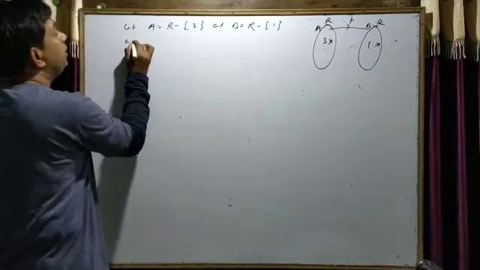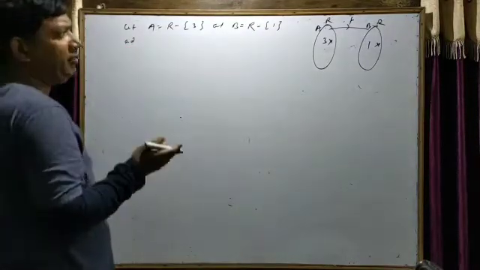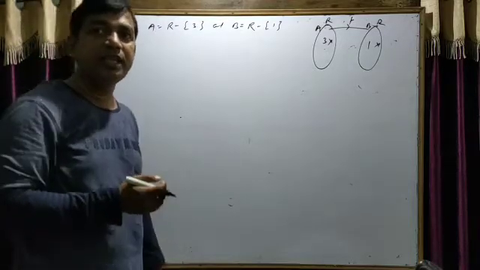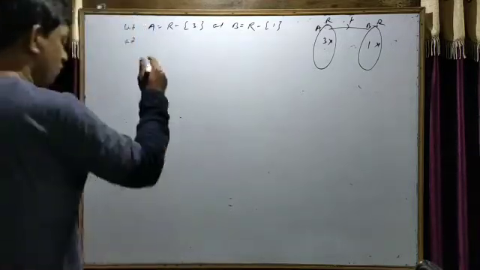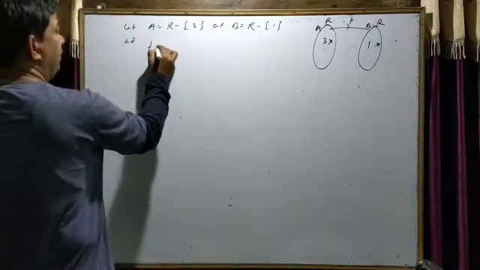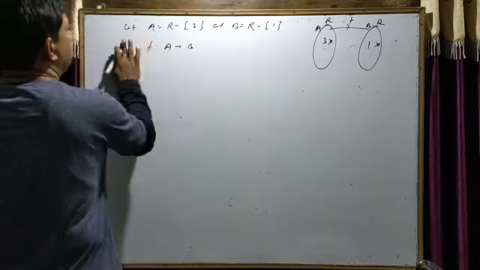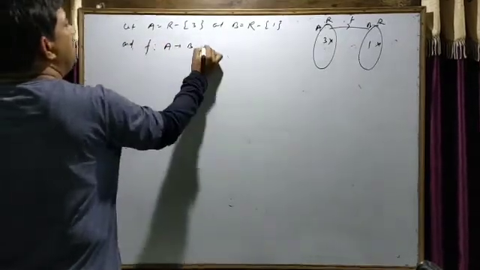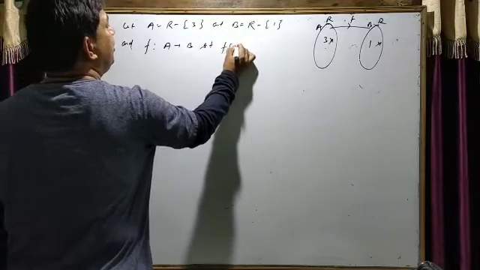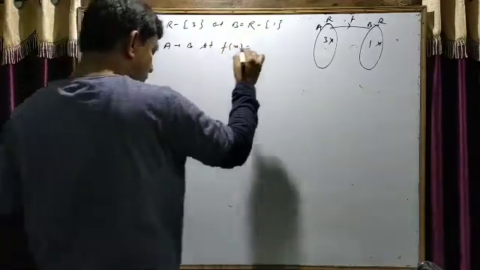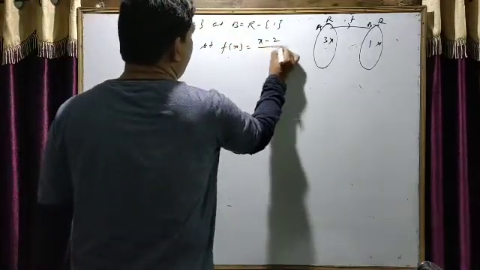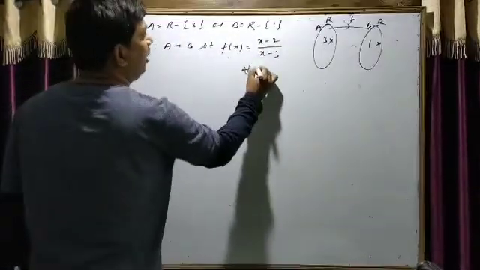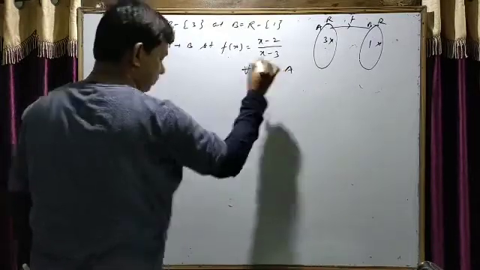After that, the rule is, if it is a function, then the rule is always defined. I told you a function is nothing but a rule, and a rule is always defined. So what is the rule? The rule is f is a function from A to B such that f of x is equal to (x minus 2) by (x minus 3) for all x belonging to A.